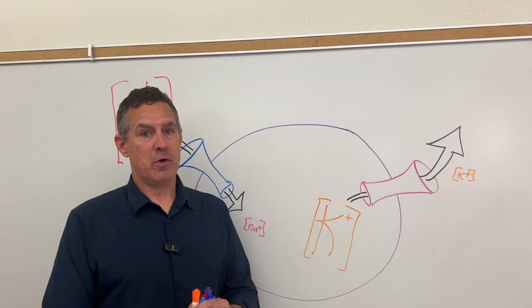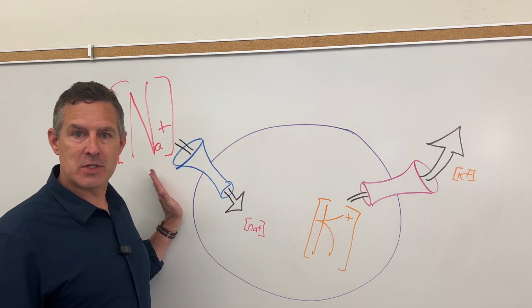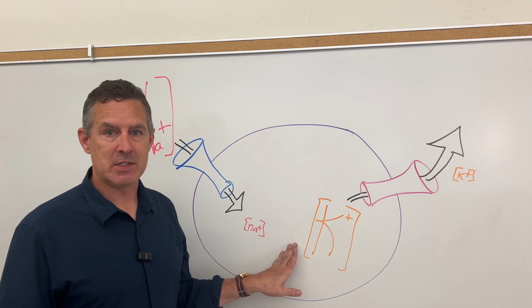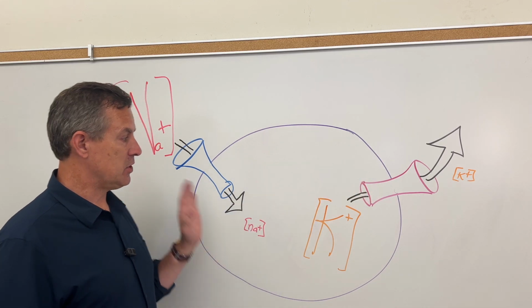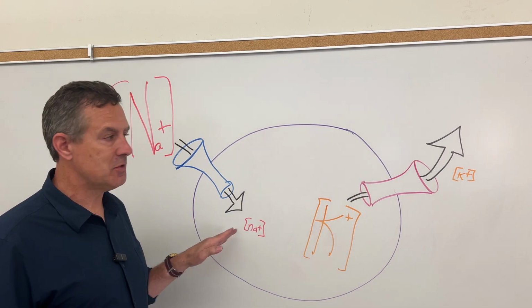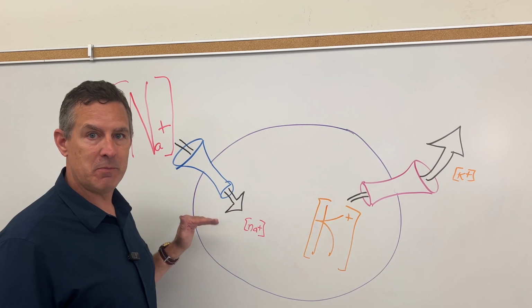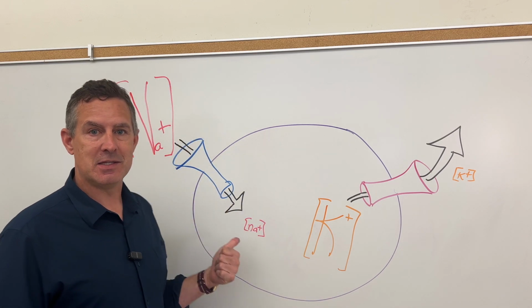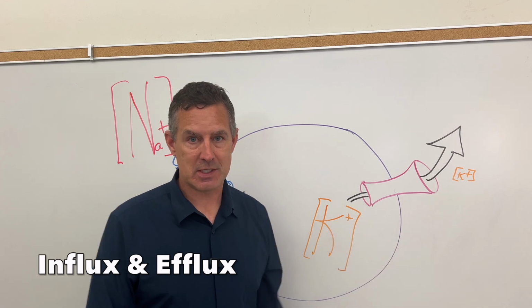In review, we've talked about sodium moving into cells down its electrochemical gradient and potassium leaving cells via its chemical gradient, diffusing passively into cells and diffusing passively out of cells. That is to say, sodium moves in passively, potassium moves out passively. Moving into the cell is known as influx, moving out of the cell is known as efflux.